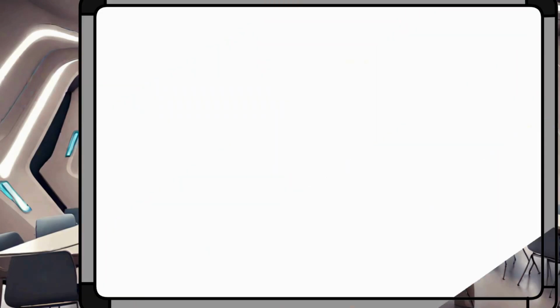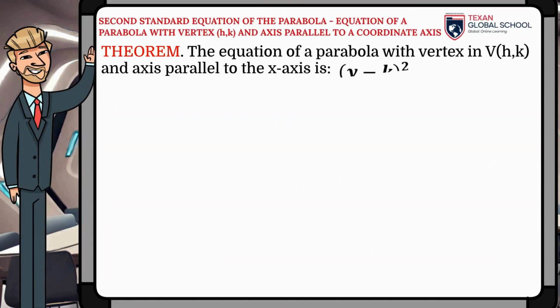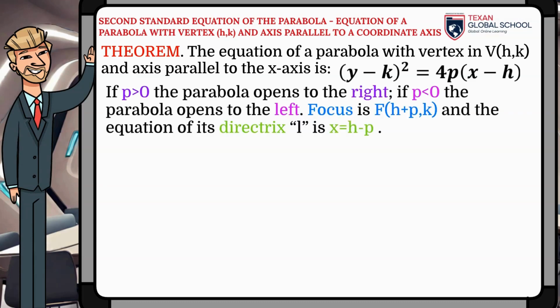In summary, the equation of a parabola with vertex at h, k, and axis parallel to the x-axis is y minus k squared is equal to 4p times x minus h. If p is greater than 0, the parabola opens to the right, and if it is less than 0, the parabola opens to the left. The focus is the point h plus p, k, and the equation of its directrix is x equal to h minus p.